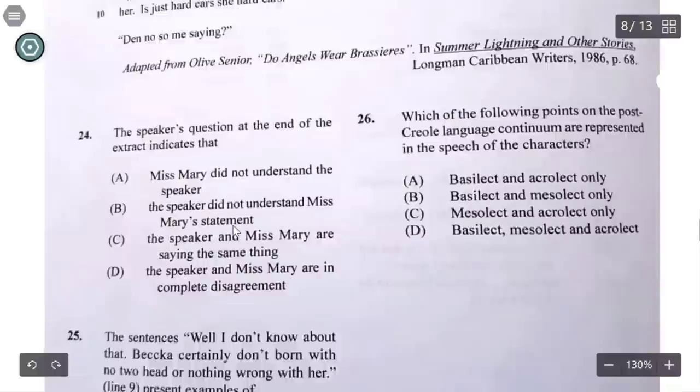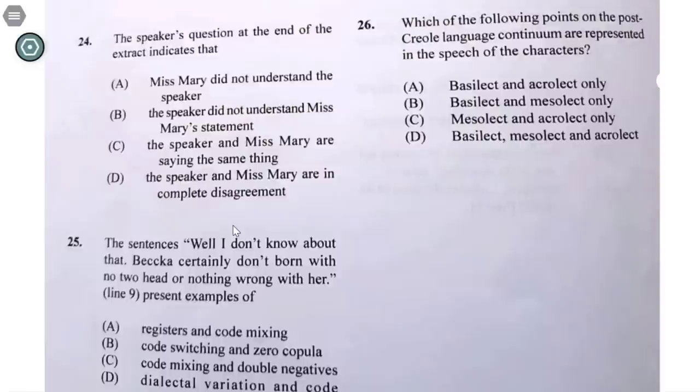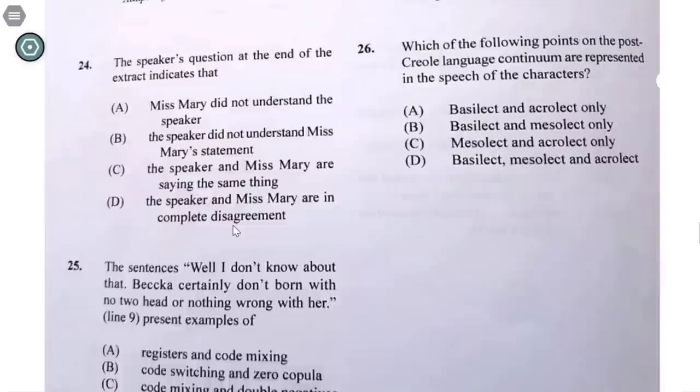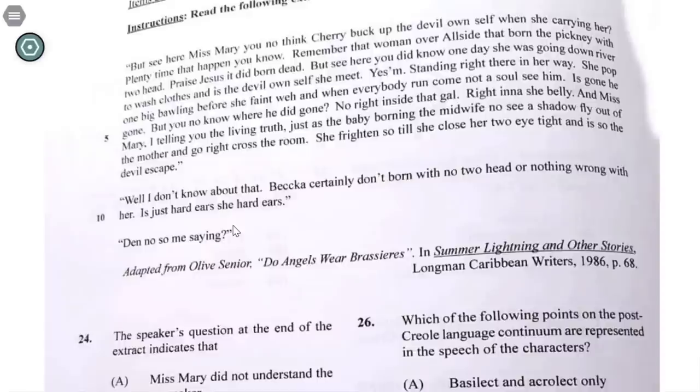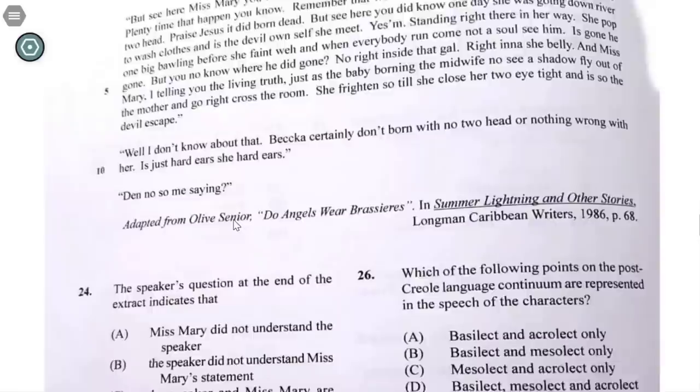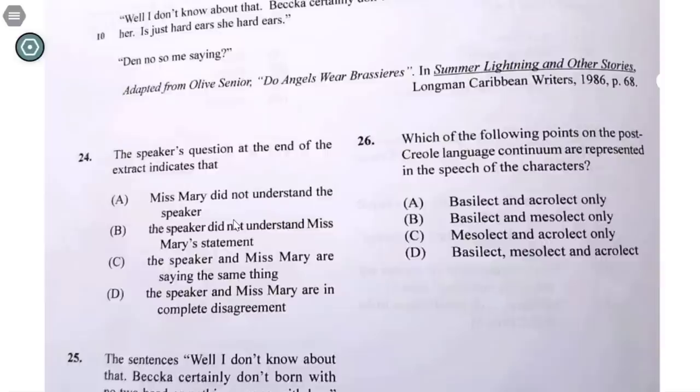24. The speaker's question at the end of the extract indicates that... First of all, who is the speaker? I think the speaker is telling Miss Mary the story. Okay. Miss Mary did not understand the speaker. The speaker did not understand Miss Mary's statement. The speaker and Miss Mary are saying the same thing. The speaker and Miss Mary are in complete disagreement.